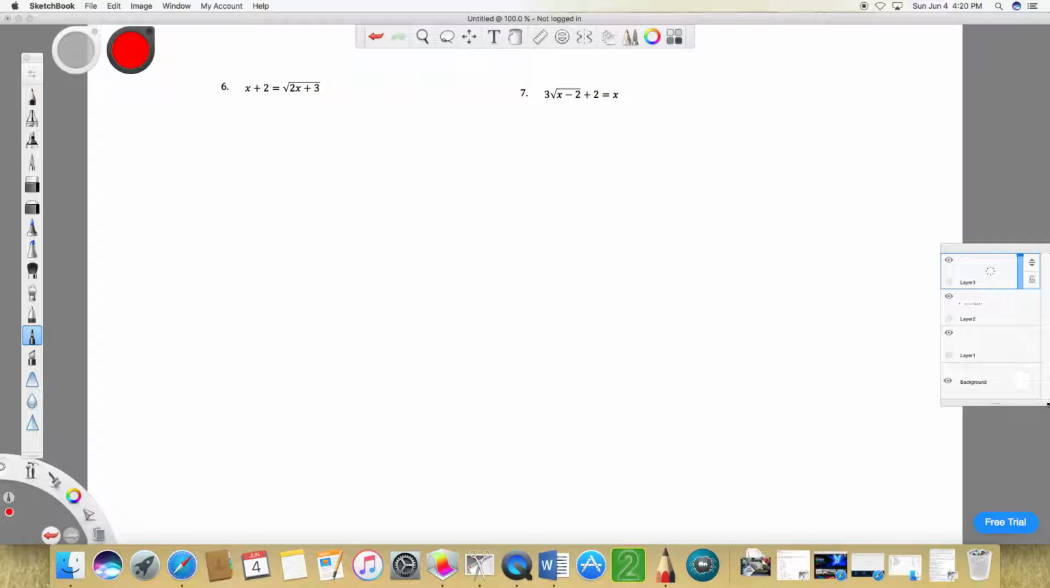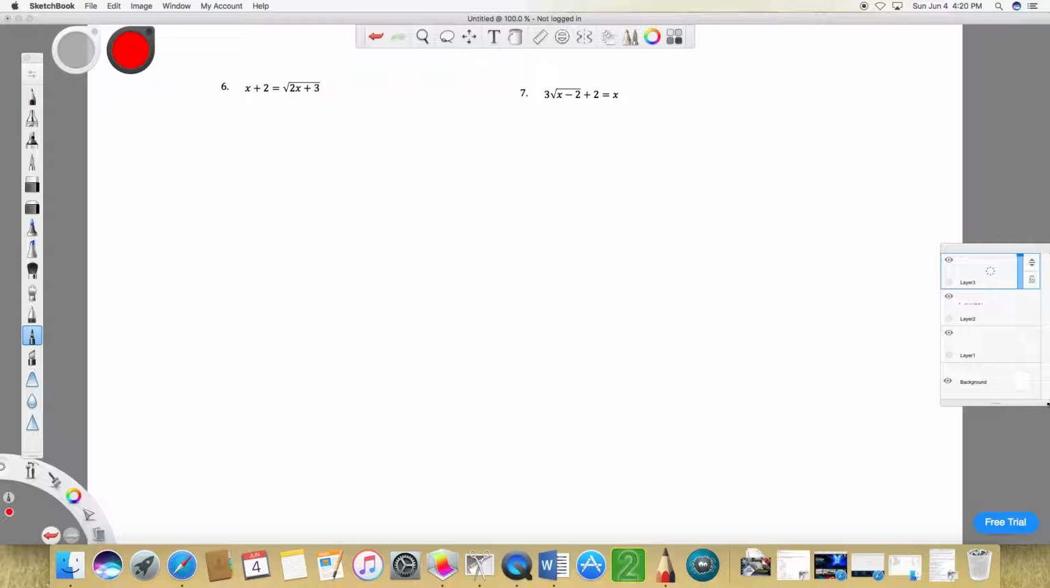Let's take a look at solving these two equations. They're both radical equations. In each case, we are going to get the radical by itself and then square each side and check for extraneous solutions. On the left one, number 6, the radical's already by itself. And in number 7, we're going to have to do some algebra to get that radical by itself.